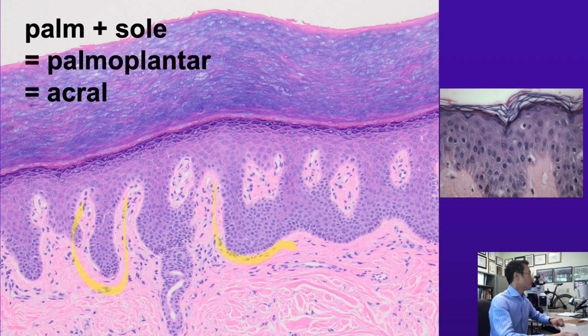Note that in some areas the rete ridges can be bridged or fused together. That, to an extent, can be a normal variant, but it also can be accentuated if the tissue sections are not perfectly perpendicular to the epidermal surface. It can also be accentuated in certain disease states such as psoriasis.